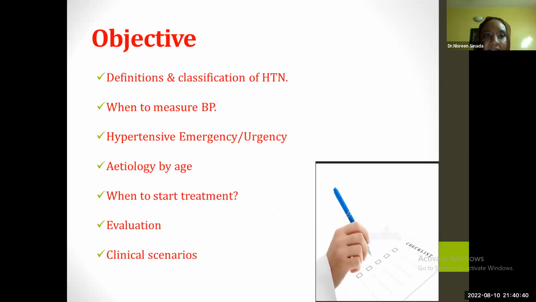Our objectives: the definition and classification of hypertension, when to measure blood pressure, definition of hypertension emergency and urgency by age, when to start treatment, evaluation, and then at the end we finish with 6 clinical scenarios if time allows.